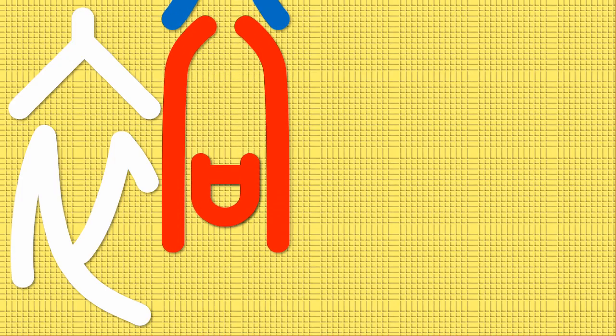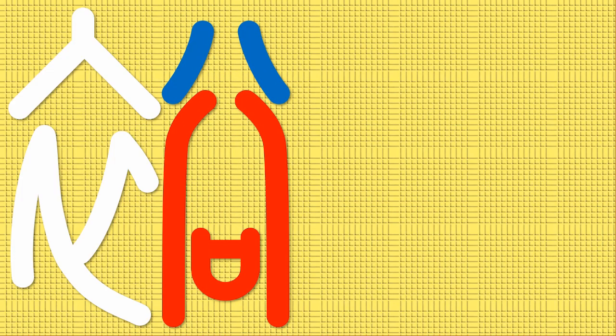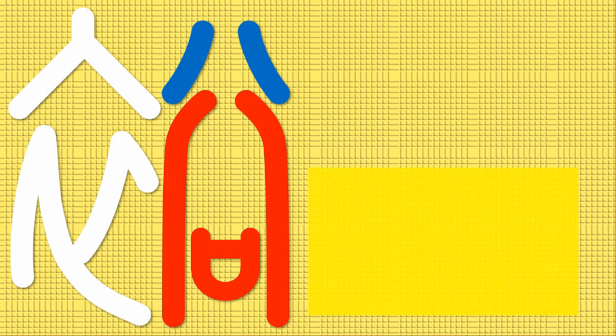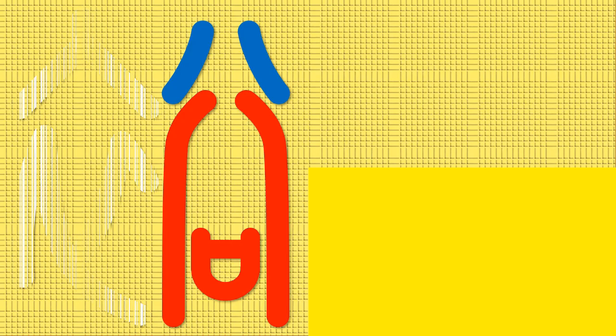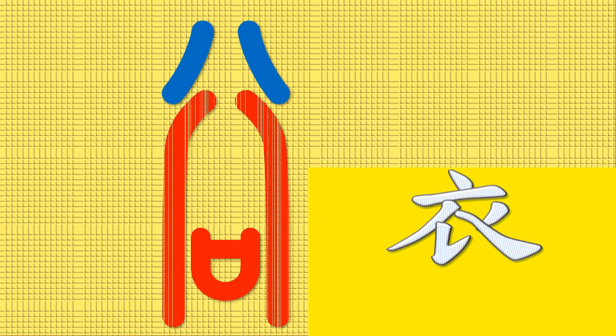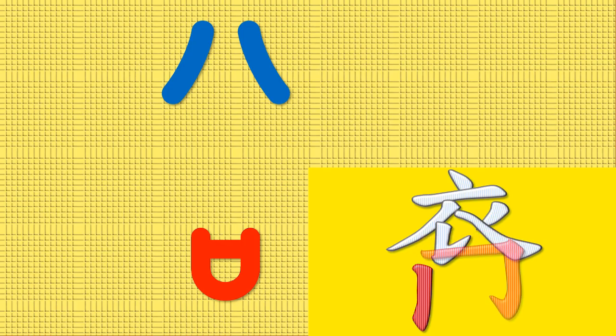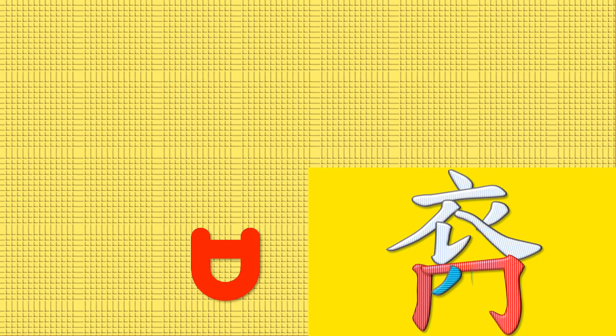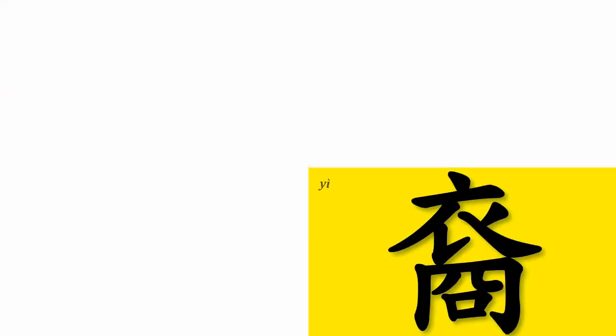Our final character, containing the complete clothing radical, positions 衣 above what is thought to be a dress or other garment. It's pronounced fourth tone, 衣, and means the hem of a garment.